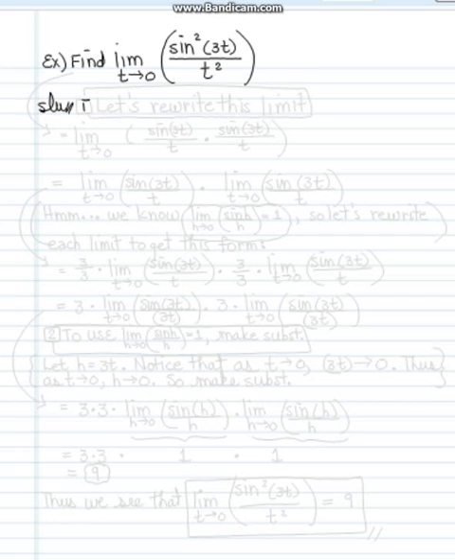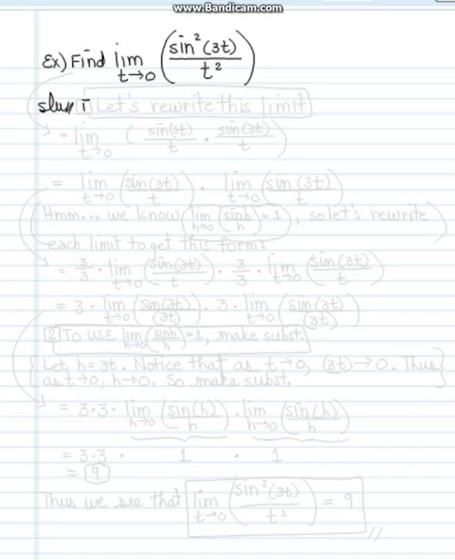I urge you to pay close attention to this example. It's very important. We're asked to find the limit as t approaches 0 of sine squared of 3t over t squared. And this is going to involve a trick. So just watch very closely. You'll be able to use this trick on several of your homework exercises.